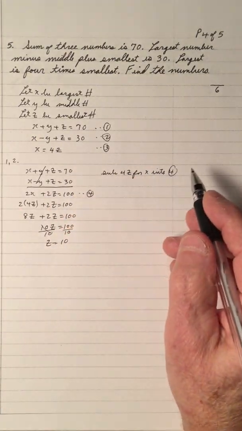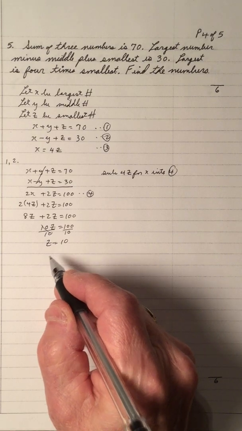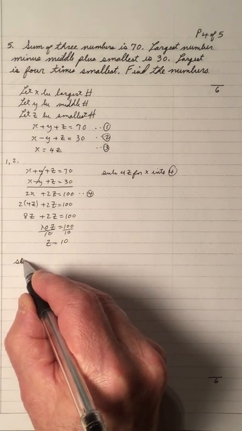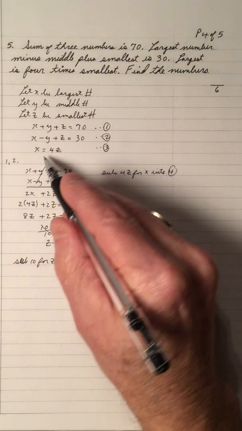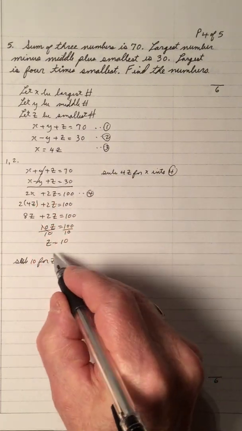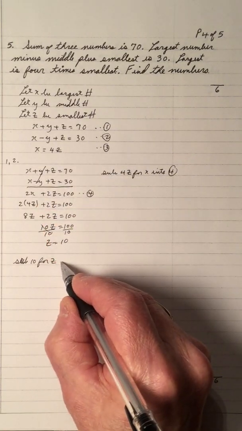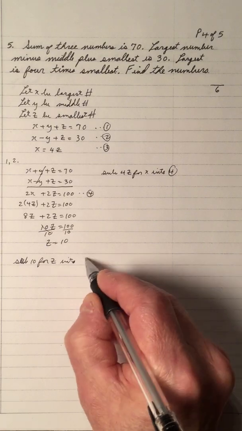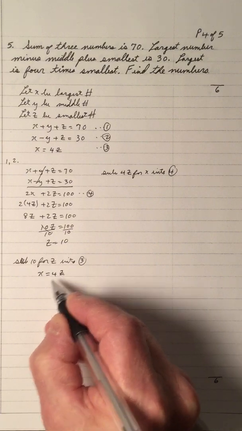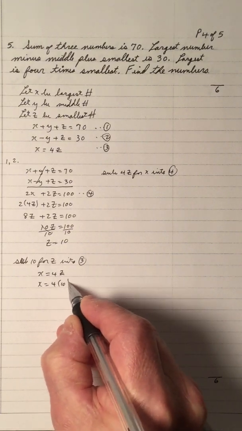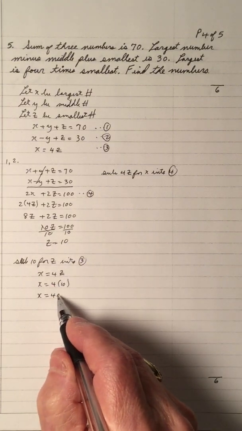Now I have what z is. I need to get the other variables. The easiest is to sub 10 for z. Notice this equation is x equals 4z. So I'm going to put 10 for z in here, and I'll get x. I'm going to sub that into number 3. So I get x equals 4z, x equals 4 times 10. So x becomes 40. So I got z is 10 and x is 40.